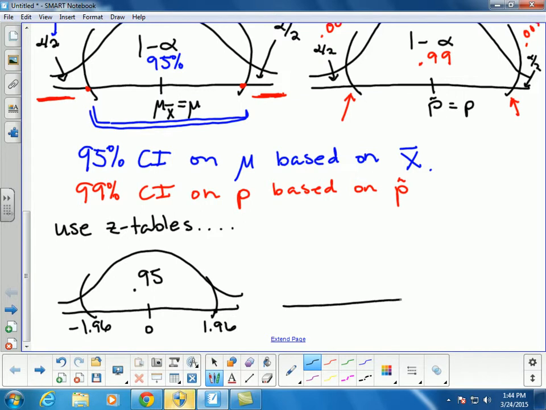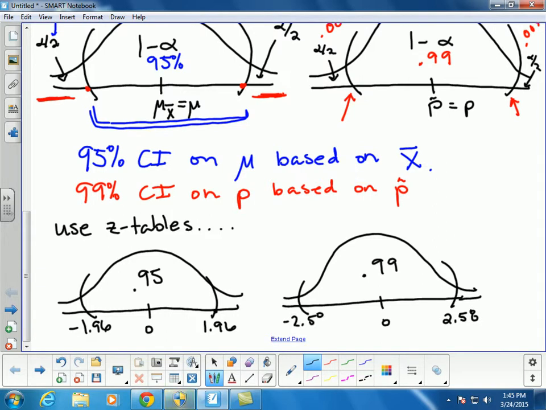If we want to do 99%, those values go a little bit further out. They are 2.58 and negative 2.58. So they go a little bit further out, not quite to 3, but about halfway. So those are the points, and what we're going to do is we transfer the standard normal curve back into the curve that talks about our data. The way we transfer it back to the data is we use the z transformation.